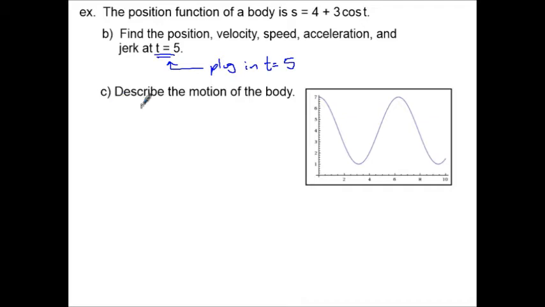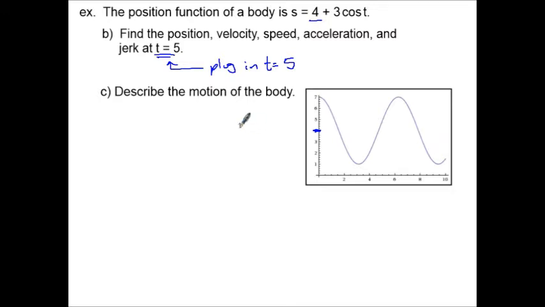Okay, then C, I actually disagree with what the book does, and I think you'll like my version of it better than what the book does. Describe the motion of the body. Well, of course they won't give you this graph, but if you were to graph 4 plus 3 cosine t, the center line ends up being 4, which is your shift, and then the amplitude is 3, so it goes up to 7 and down to 1, and cosine starts at the top of the curve and then just oscillates between those.